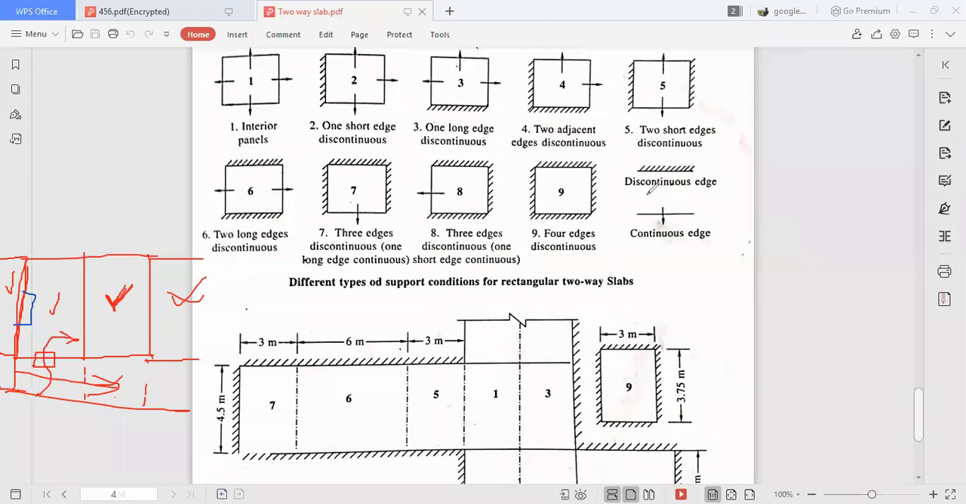So the condition is one short edge discontinuous, right? Why? Because this is the longer one, this is the longer one, and this is the shorter one. All these three are continuous, and the remaining one shorter edge is there, right? This shorter edge is discontinuous. Now let us assume we are designing this slab itself.